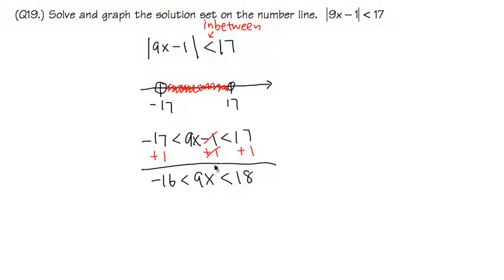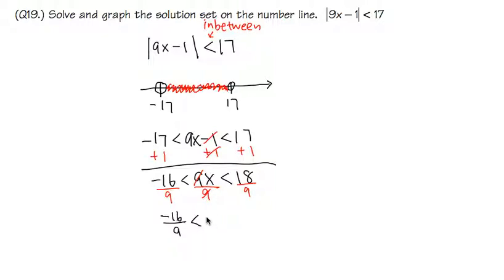And in the middle, I have 9x, that means 9 times x. So I will have to divide by 9 right here, and I will also have to divide by 9 right here and right here. Divide by 9 throughout all three sides. So negative 16 over 9, I cannot reduce the fraction. I'll just write it as it is. Negative 16 over 9. And I will keep the same symbol because I only divide by a positive 9. I keep the same inequality symbol.